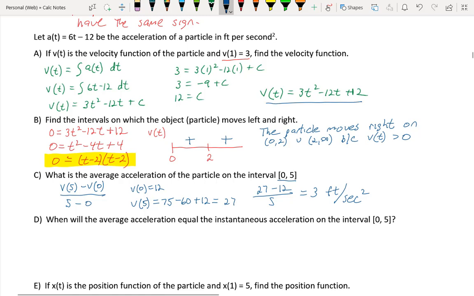Alright, here we go. Next one. When will the average acceleration equal the instantaneous acceleration? Okay, so instantaneous acceleration, we were given that back here in the original problem.